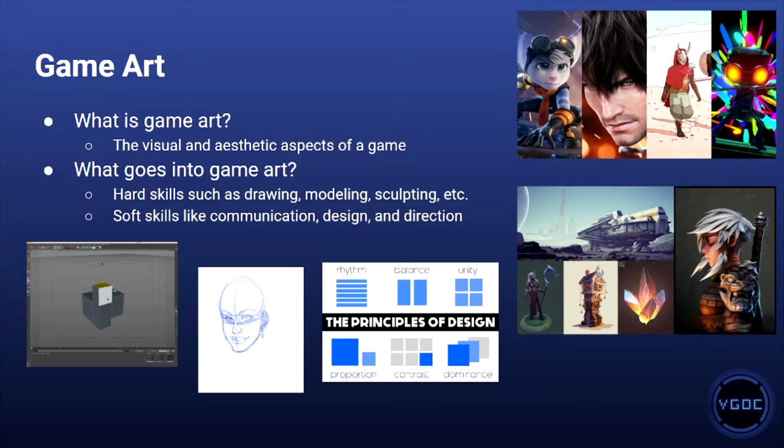So to start off, what is game art? It's the visual and aesthetic aspects of a game. Anything that you see, or technically, if you want to lump music into this, it can also be considered art and programming. We're talking about the visual aspects, everything that you see with your eyeballs. All the actual aesthetic design parts, anything that goes into that, that's all game art in our sense.